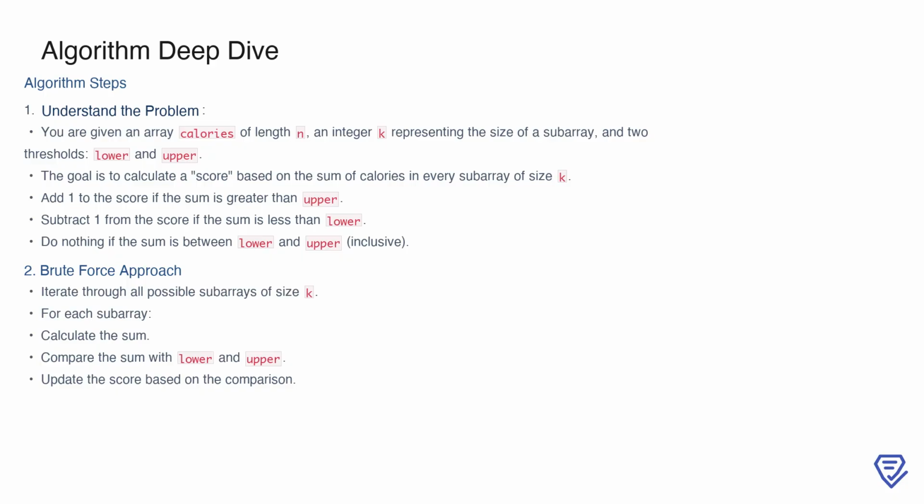If the sum exceeds the upper threshold, we add 1 to the score. If the sum is below the lower threshold, we subtract 1 from the score. If the sum falls between lower and upper, inclusive, the score remains unchanged.